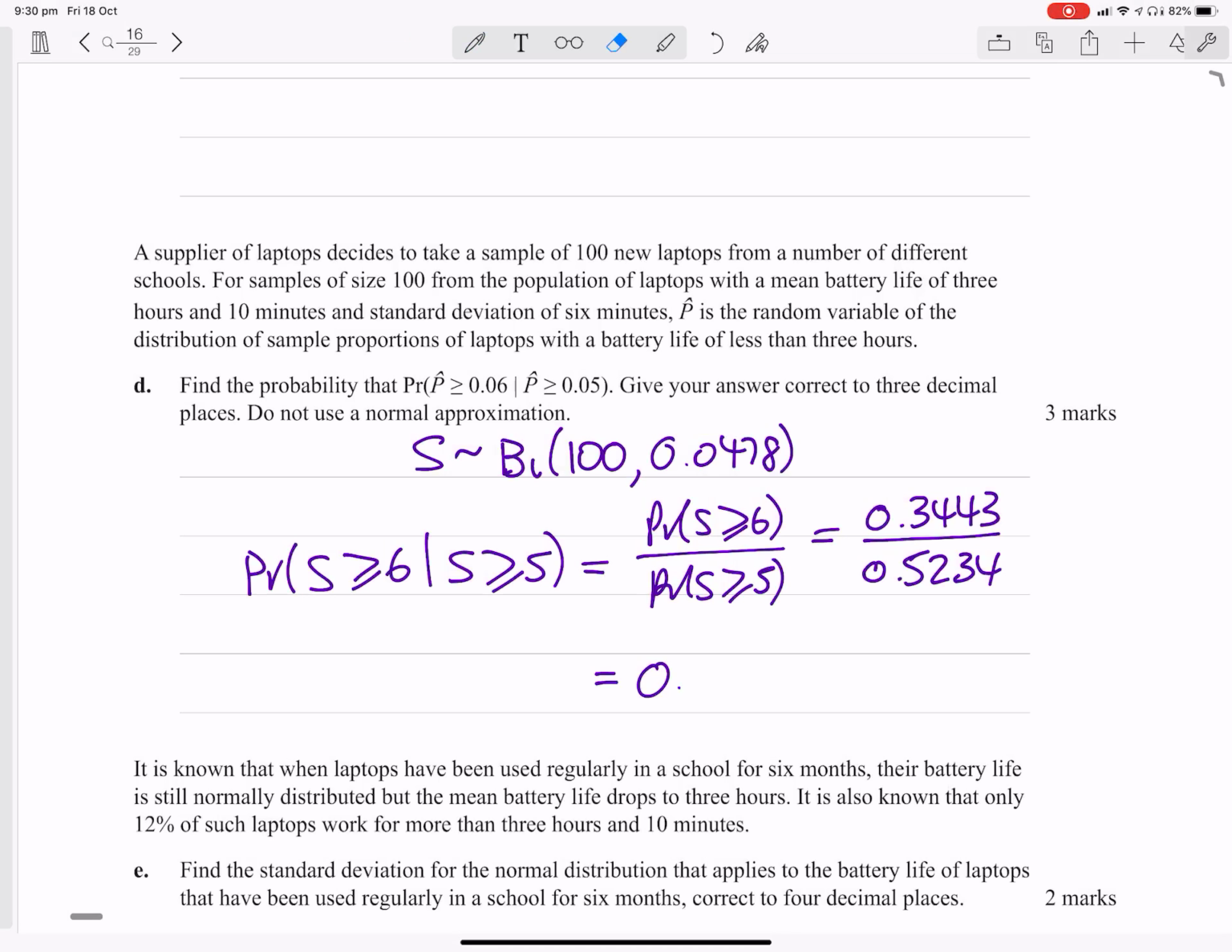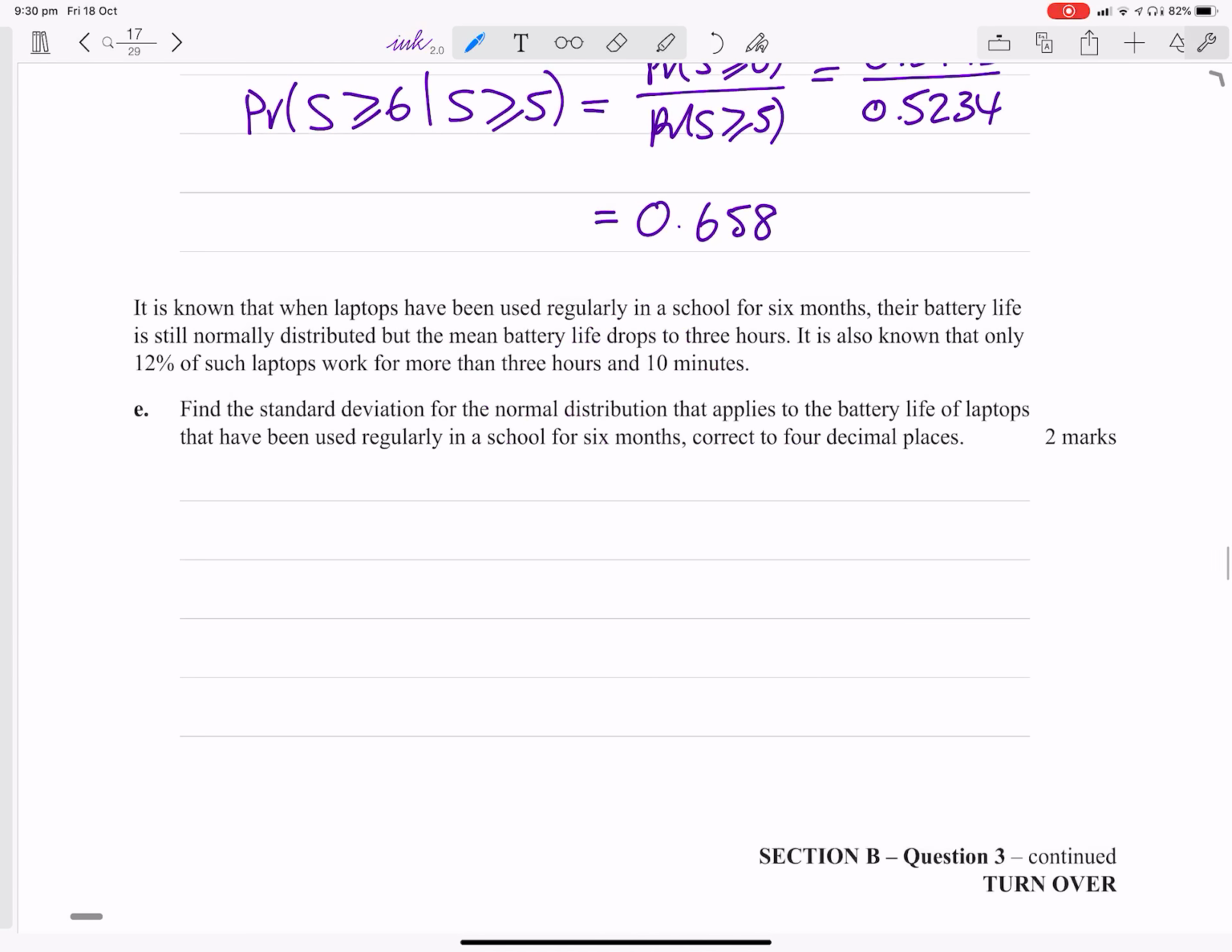No, 3 decimal places, 6579, 0.658. See what I mean by they changed the decimal places? I don't know why they do it.